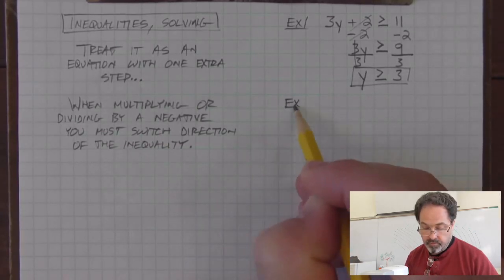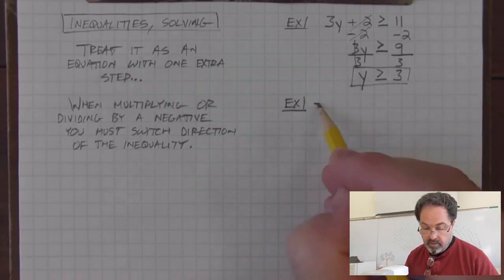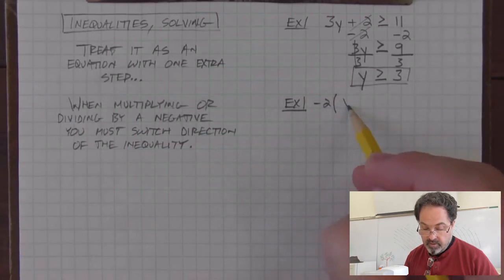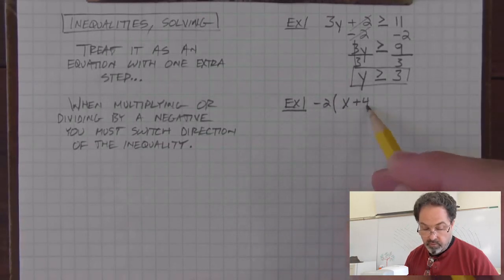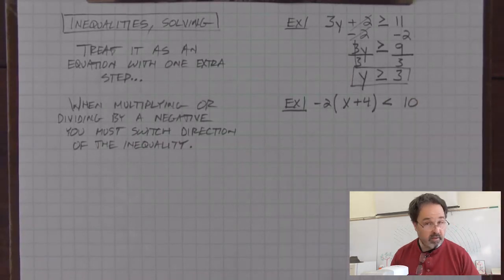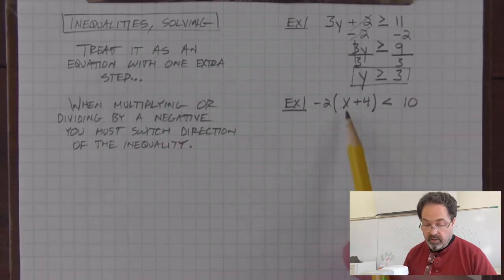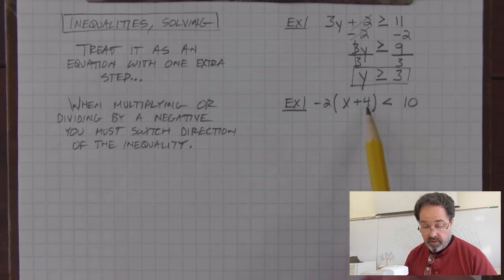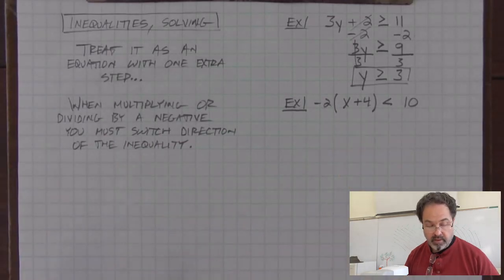Let's do another example. Negative 2 times x plus 4 is less than 10. This is an inequality. It's one variable. I need to solve for that variable. I'm adding 4 to it, and I'm multiplying the x plus 4 by negative 2. There are a few choices to make.